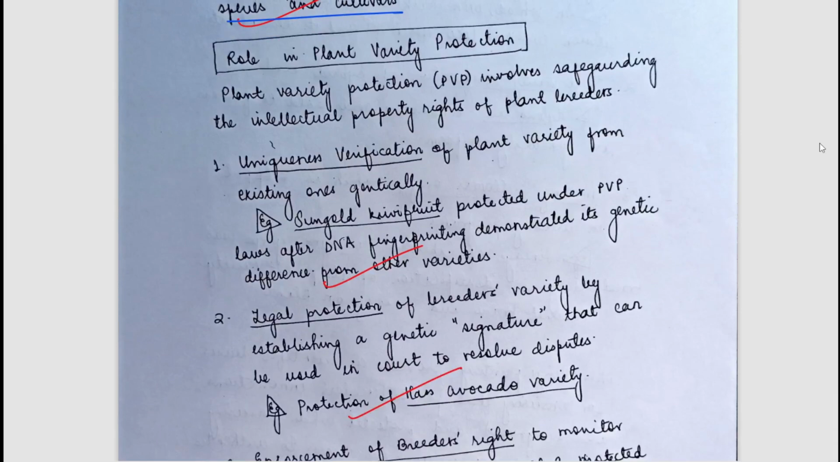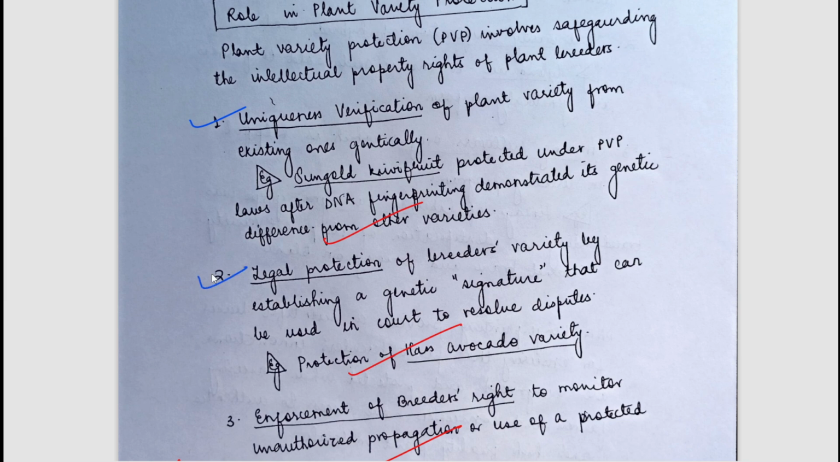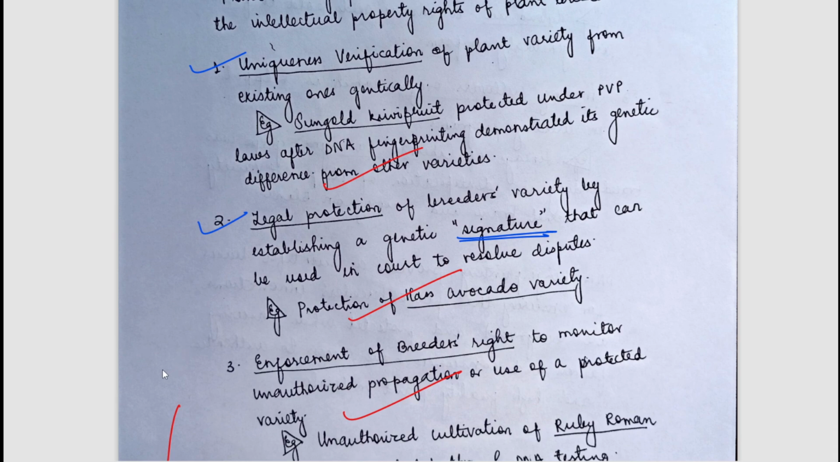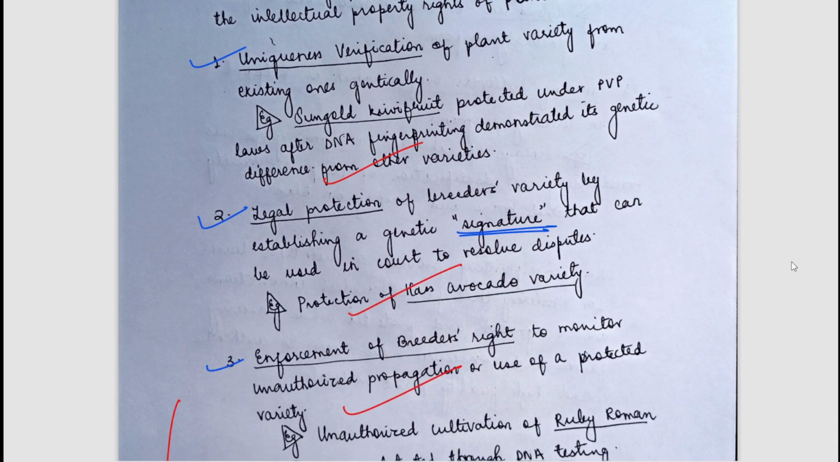First of all, uniqueness verification. We all know that every DNA is unique, so through that you can verify. It can help in legal protection. Many times the breeders can be using these fingerprints as their signatures. So this can be done. It can be helpful in enforcement of breeders' rights.